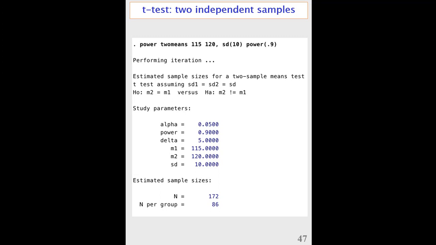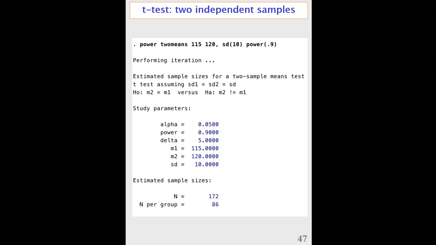And then you get this estimated sample size for a two-sample means test, a t-test, assuming that the standard deviations are equal in both of the groups. If you want something else, different standard deviations in both groups, that could work too. Then you type there sd1(10) and sd2(20), if that's what you want. And then you get back, well, an alpha of 0.05. You didn't mention that, but this is what Stata is assuming if you don't mention it.